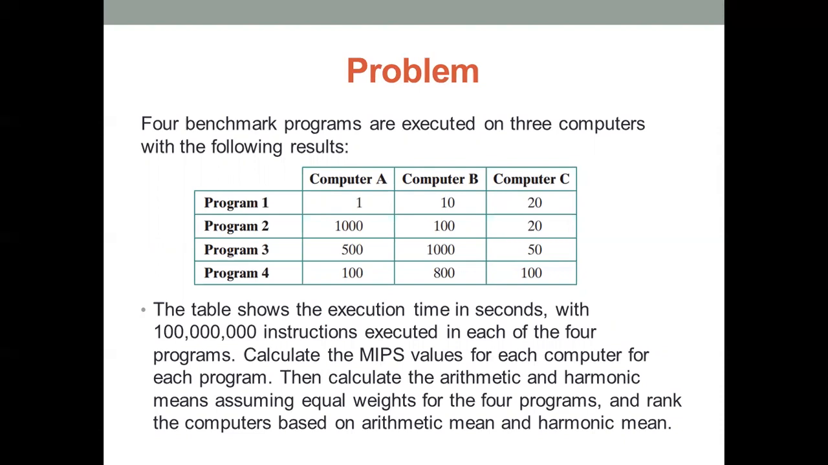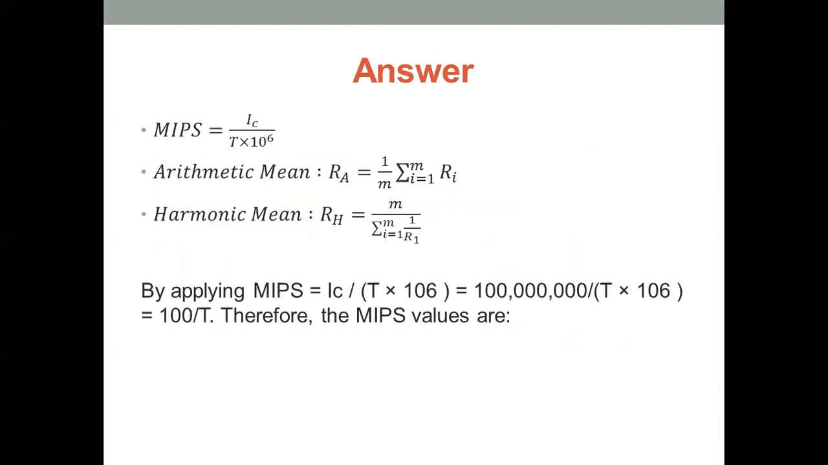Then calculate the arithmetic and harmonic means assuming equal weights for the 4 programs, and rank the computers based on arithmetic mean and harmonic mean. So the answer is like this.